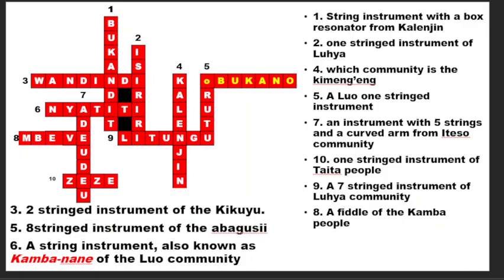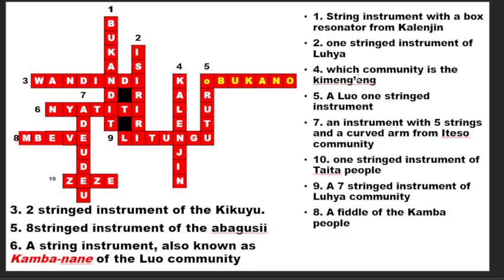Here we have some questions that we want to answer. Just simple questions. Number 1: the string instrument with the box resonator from the Kalenjin is called Kandit. Number 2: the one-string instrument from the Luya is called Isiriri. Number 3: the two-stringed instrument of the Kikuyu is called Wandindi.